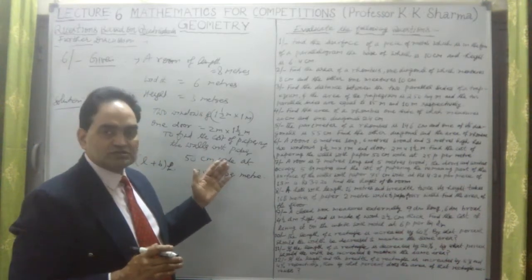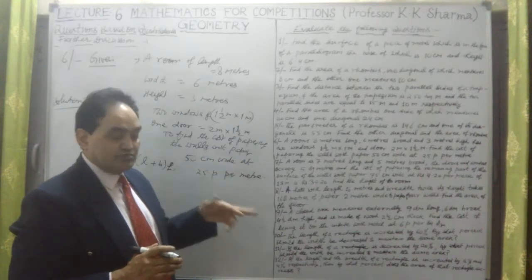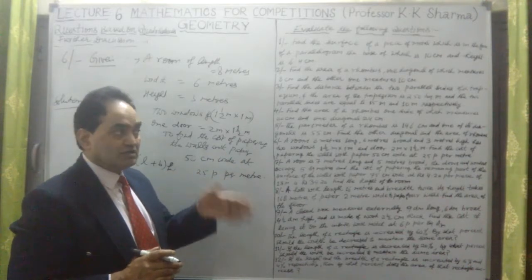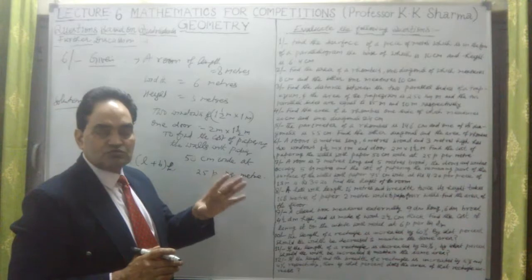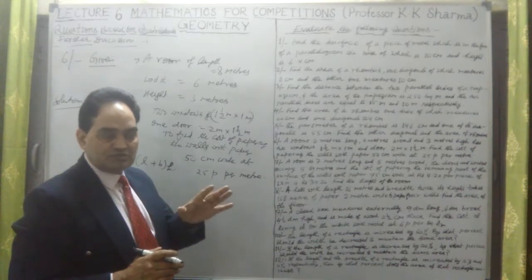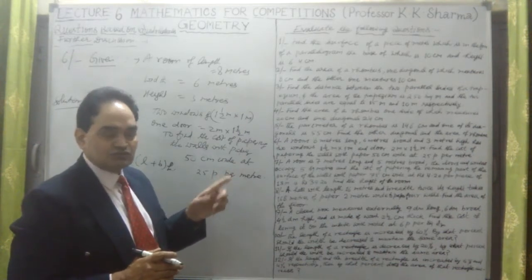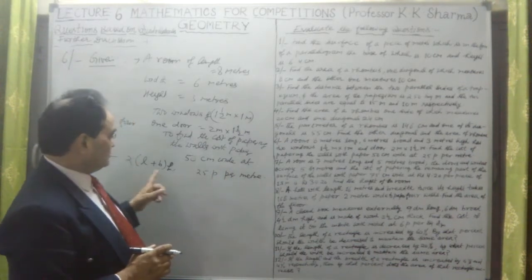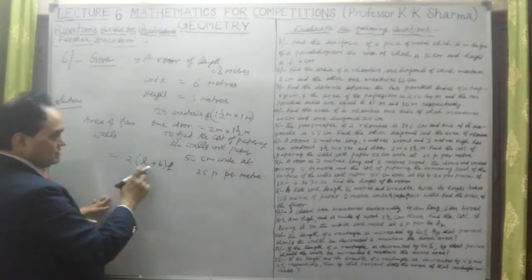So twice of this, L into H, B into H, where H is height. The area of the third wall is B into H, and twice of that, because the opposite wall will be of the same type. Twice BH, twice LH. We take twice common, H common, L plus B.